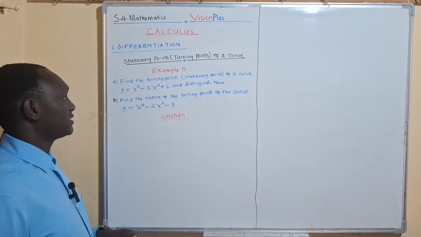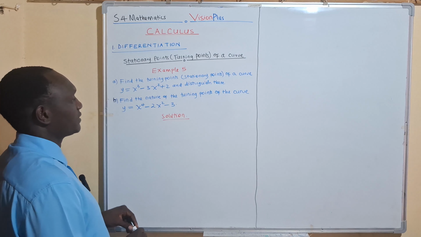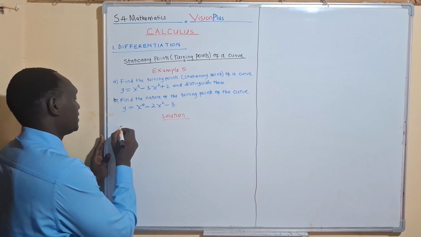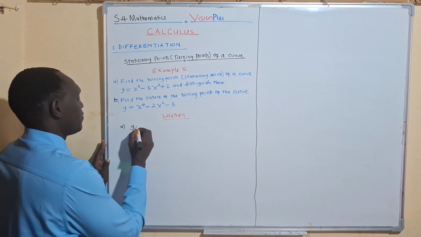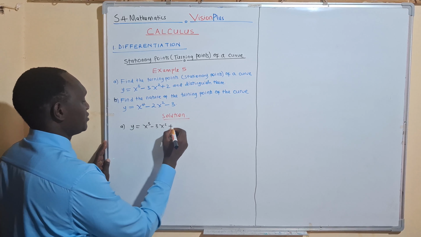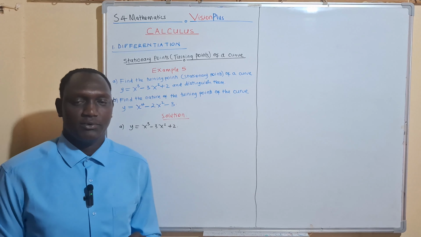Example 5, which is the last example, part A says, find the turning points of the curve and distinguish between them. So in part A, the curve is given by y equals x cubed minus 3x squared plus 2. That is the curve, and we need the turning points.